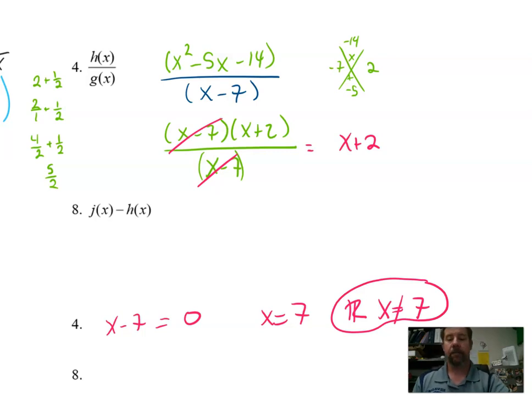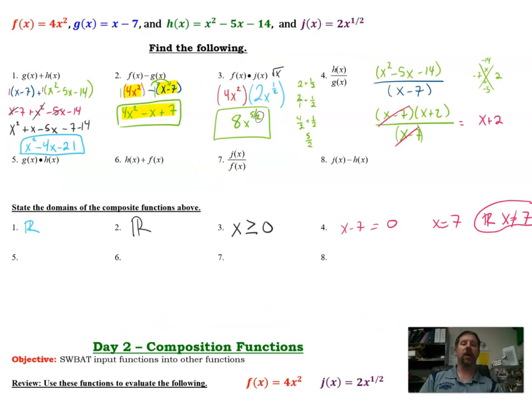All right. What I would like you to do now is go try 5, 6, 7, and 8 on your own. These are the same things, just same operations, just grabbing different functions. Go and work those out, and then also think about the domains of those functions, and then I'll have you check your answers.